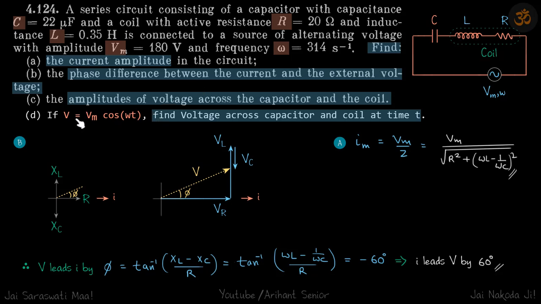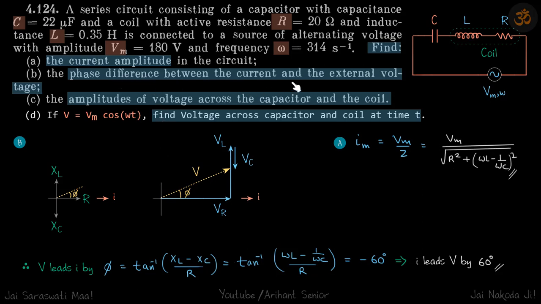And I've added one more part on my own, that is, if voltage source is Vm cos omega t, find voltage across capacitor and coil at time t. So let's begin one by one. First is current amplitude. So we have the voltage amplitude. So current amplitude will be simply Vmax divided by total impedance of the circuit. So Imax is Vm by Z. Z is root of R square plus omega L minus 1 by omega C whole square. So we must be familiar with this.